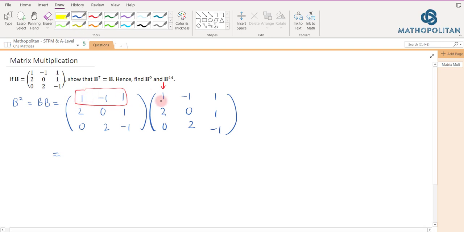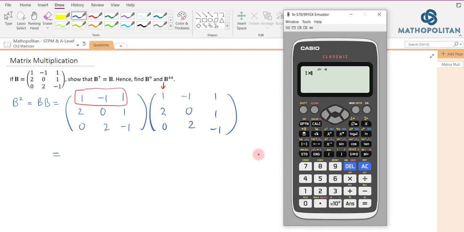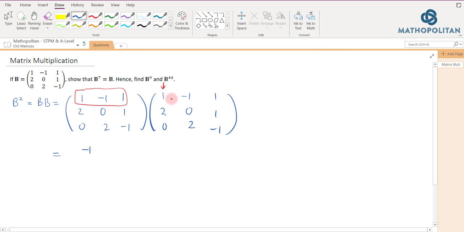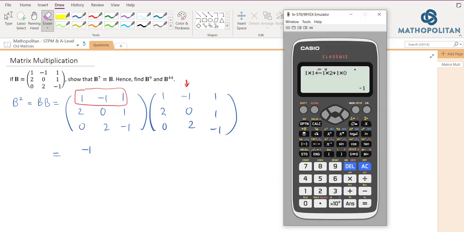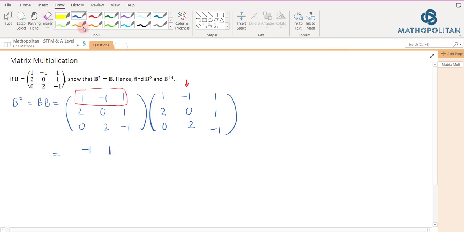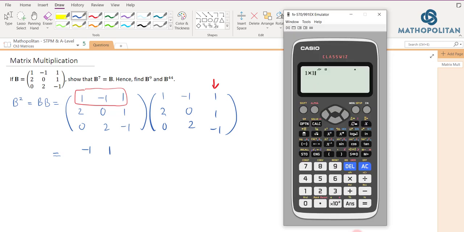So we have 1 times 1 plus negative 1 times 2 plus 1 times 0. So that's negative 1. Then we continue on to the next column, column 2. That will be 1 times negative 1, plus negative 1 times 0, plus 1 times 2. So that gives us 1. And then we move on to the next column. So we have 1 times 1 plus negative 1 times 1 plus 1 times negative 1. So that gives us negative 1.